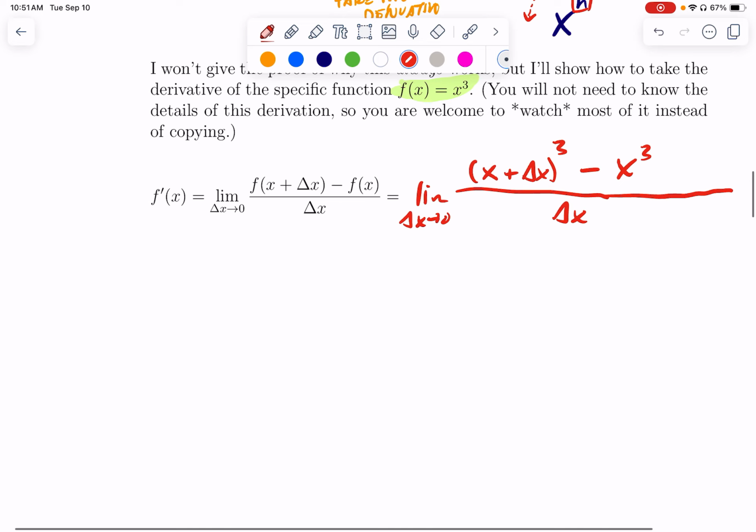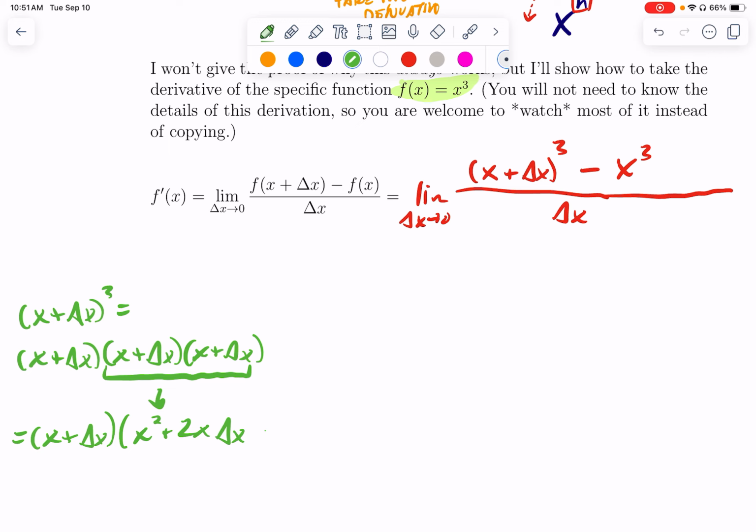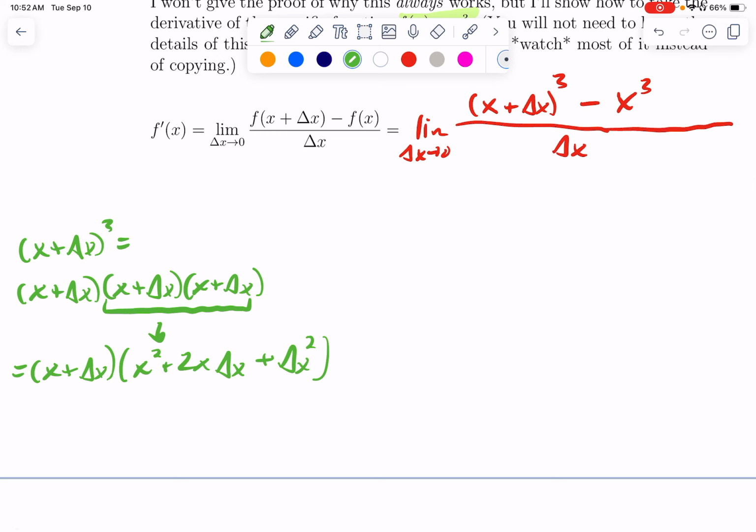Now, here on the side, let me just do a little algebra. So this is kind of a side calculation so that I can insert it later. I want to know what is x plus delta x cubed. That means x plus delta x times x plus delta x times x plus delta x. If I FOIL out these, I get x squared plus 2x delta x plus delta x squared.